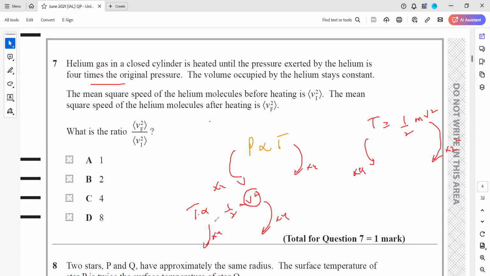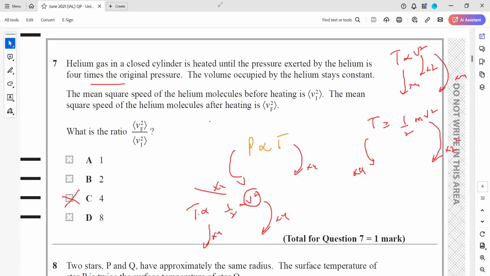V should be 2 times, like speed should be double, but the v square is 4 times because temperature is directly proportional to v square. So if v is double, v square will be 4 times. If v square is 4 times, temperature is also 4 times.